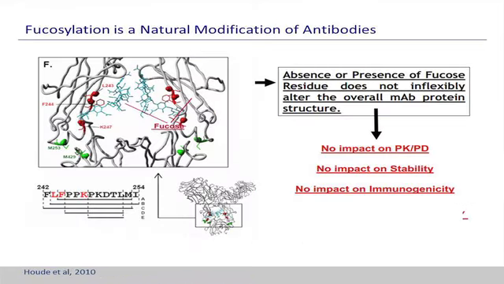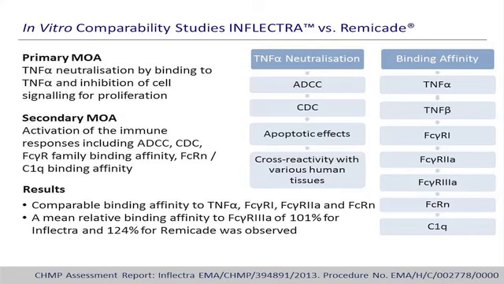There were some small differences in fucosylation or absence of fucosylation in the Fc portion of the molecule, which did not change PK/PD, did not change the stability, and did not make a difference on immunogenicity. And then when we look at the mechanism of action, we can see that TNF neutralization, binding affinity, all of these were quite comparable. The only difference between the Celltrion product and Remicade was relative binding to the Fc gamma 3A receptor in those patients who had a V or F polymorphism, where there was slightly less binding.